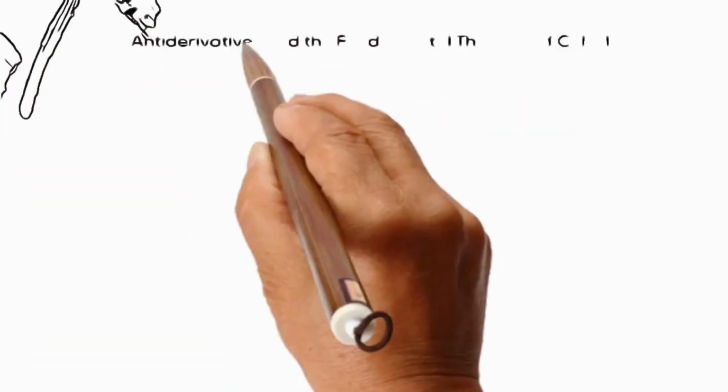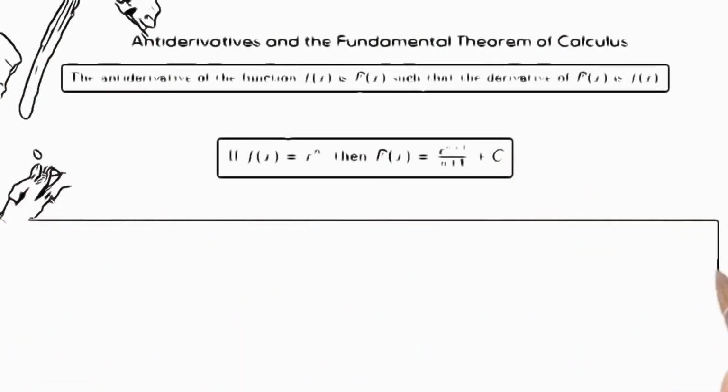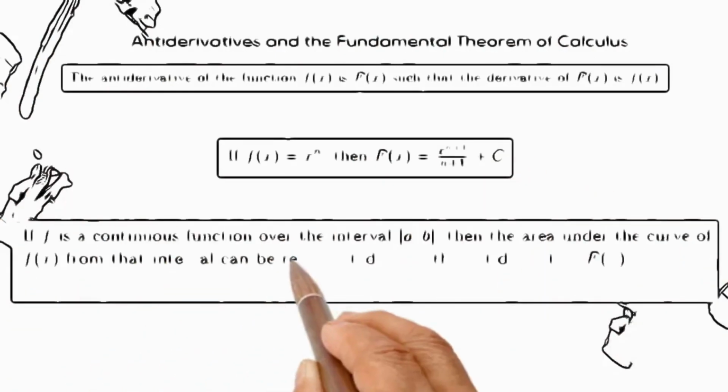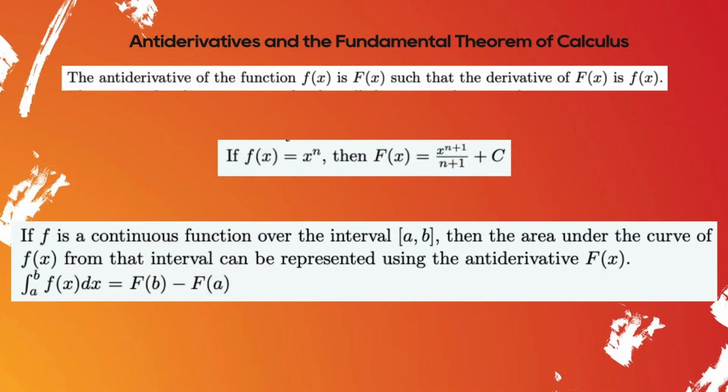Now, the antiderivative and the fundamental theorem of calculus. So basically the antiderivative of the function f of x, if that's uppercase F of x, then that means the derivative of uppercase F of x is the lowercase f of x. Please look at the writing that I've written down on the screen. And then if f of x equals x to the power of n, then that means the antiderivative will be x to the power of n plus 1 over n plus 1, plus c, the integration constant.